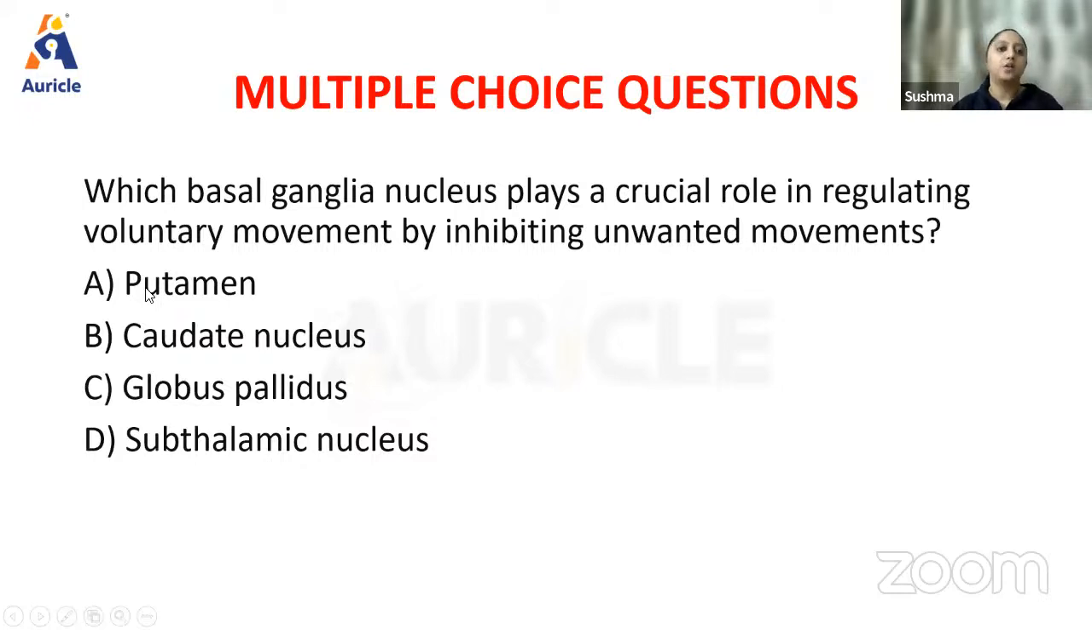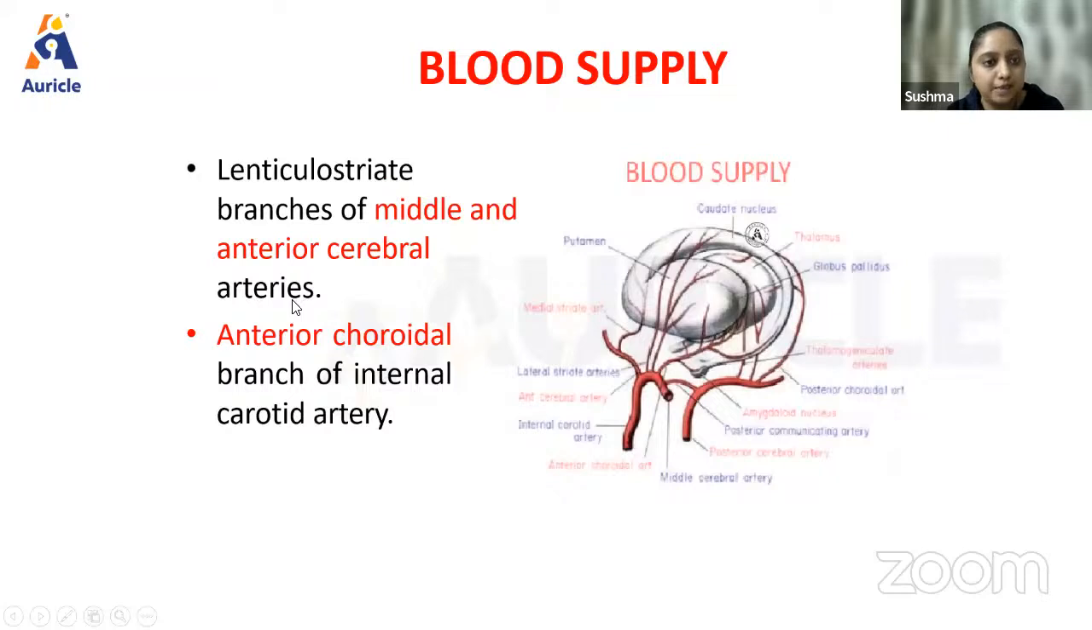Now let's just take a question. Which basal ganglia nucleus plays a crucial role in regulating voluntary movement by inhibiting unwanted movement? So basically every nucleus takes part in inhibiting unwanted movement. That is a role of the basal ganglia, but subthalamic nucleus is more important. Then what is the blood supply? Lenticulostriate branches of middle and the anterior cerebral arteries and anterior choroidal branches of the internal carotid artery. So lenticulostriate and anterior choroidal arteries, which are the branches of the ICA.